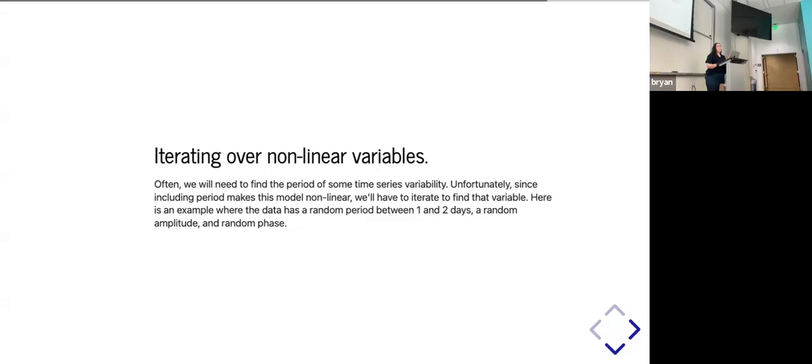If we want to create a linear model, we cannot fit for periods. What you could do instead, though, is you could iterate over your nonlinear variables. All I have to do is create my linear model and then just test a lot of different periods and see if any of them are a good fit.